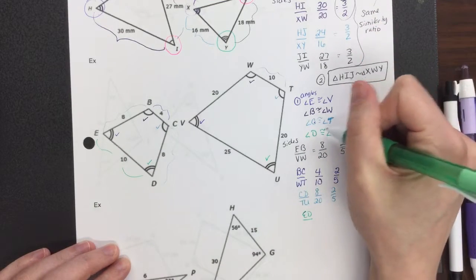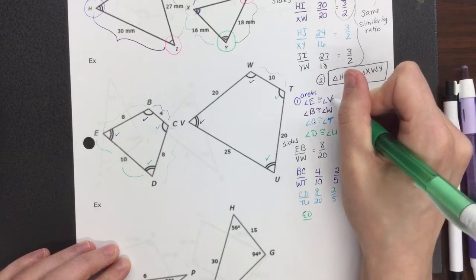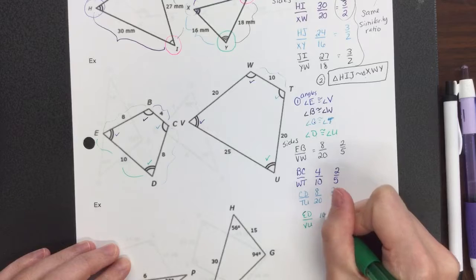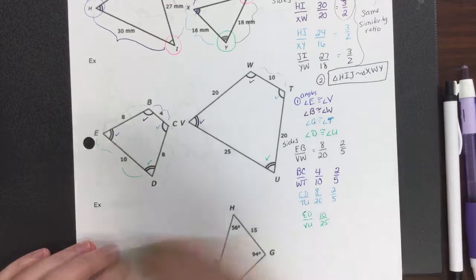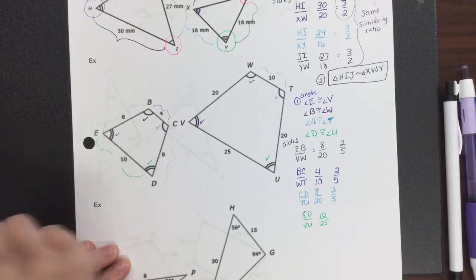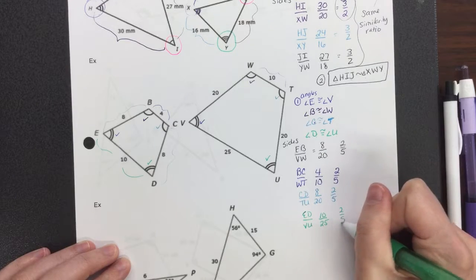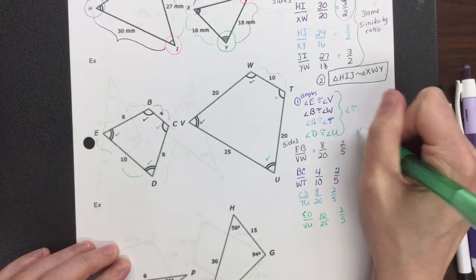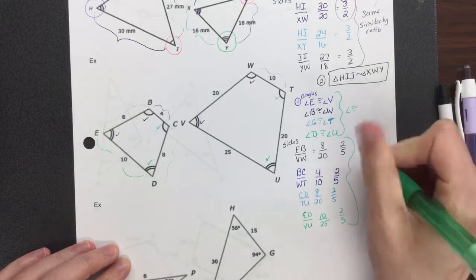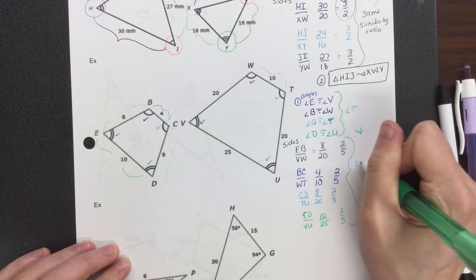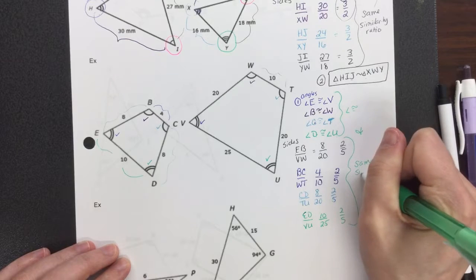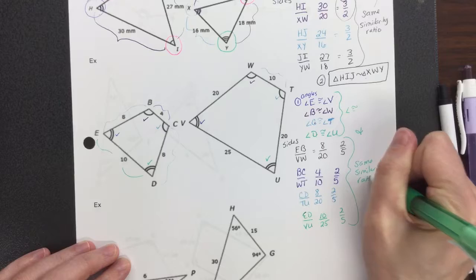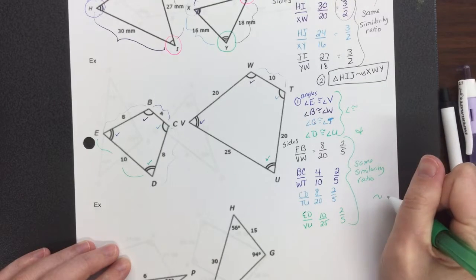over VU. ED matches up with VU. ED has a value of 10 over 25, and 10 over 25 simplifies down to 2/5. So because all of the angles are congruent and all of those sides are proportional, they have the same similarity ratio, we have similar shapes.